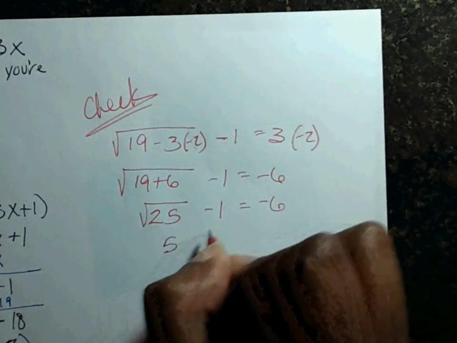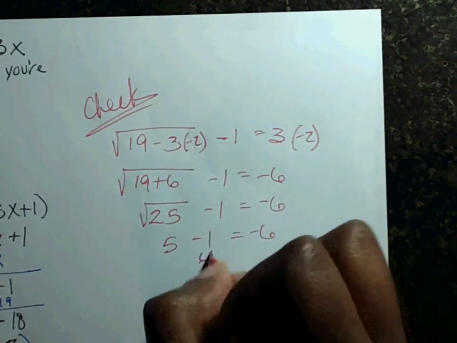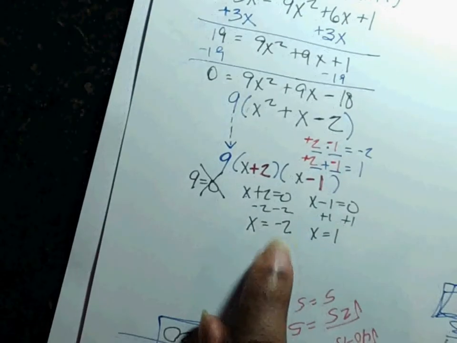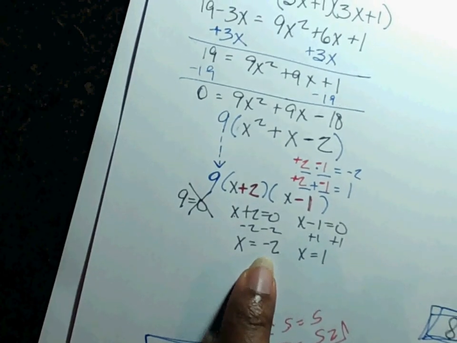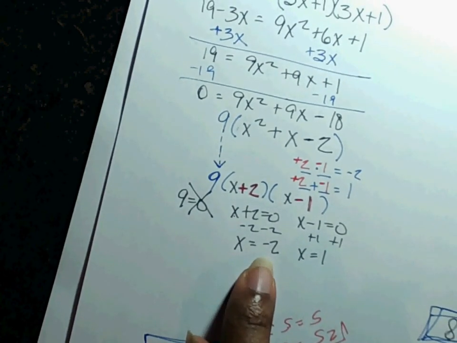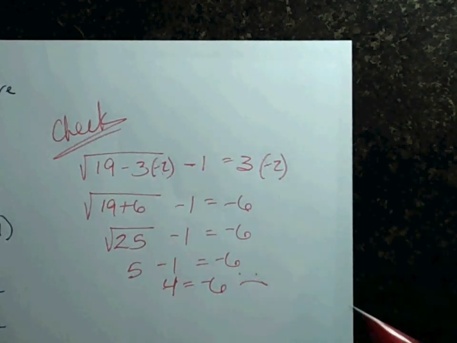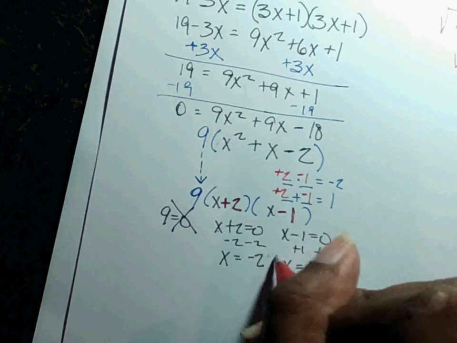Square root of 25 is 5. Whoa. 4 does not equal negative 6. You did all of this work for negative 2, and it doesn't even work. What is it called? What type of solution? Starts with an E, ends with an extraneous. It's an extraneous solution. So, this one right here does not work.